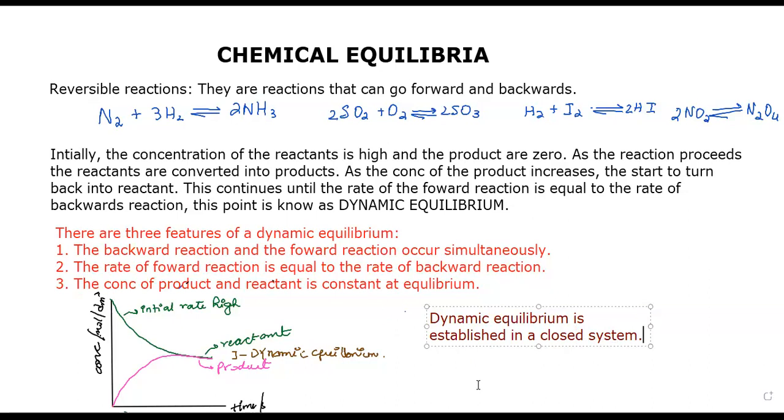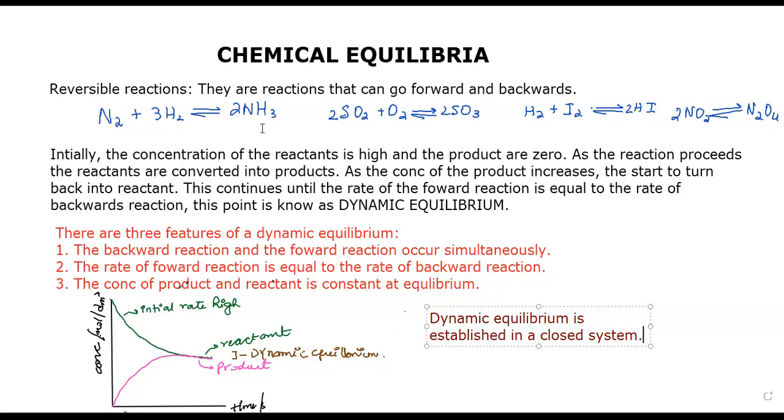Okay? If your vessel is an open vessel, so for example, if I'm doing nitrogen plus hydrogen gives us ammonia, let's say I do it in an open container. What will happen? Ammonia is a gas. As the reaction proceeds, my gas is going to slowly escape. As my gas escapes, what's happening? The product is being lost.